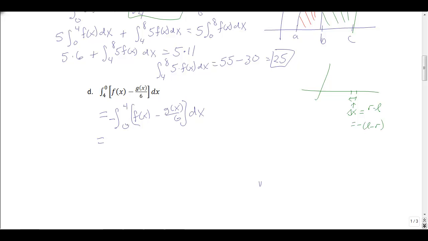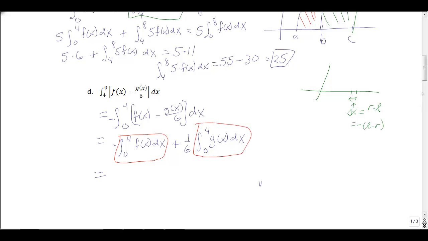Okay, so in any case, I can now write this as negative integral from 0 to 4 of f of x dx. So I can use the negative there, and then the negative times the negative gives me a plus. The 6 in the denominator I can bring out in front, 1/6 integral from 0 to 4 of g of x dx. And then I just go to the initial problem. I look up these two integrals here. Just box those up. So that integral and that integral should be given.